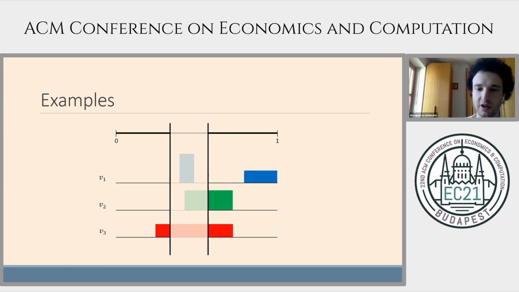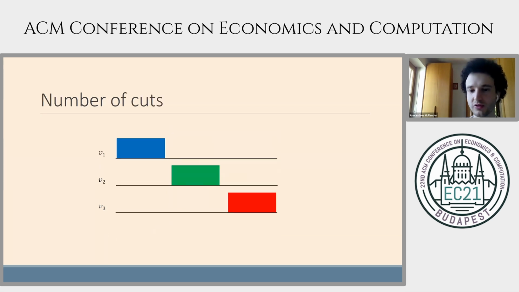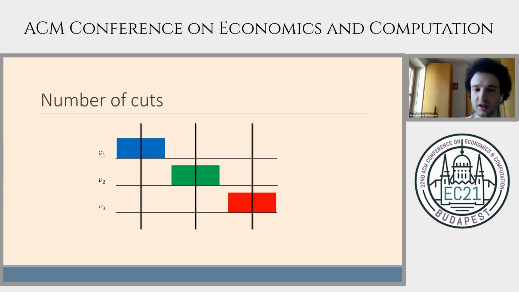Is it possible that we might have to use more cuts than this? And the next example shows that yes. So if you take the three valuation functions to essentially be non-overlapping like in this example, then it's easy to see that actually you have to cut every block once, which means that you have to have at least as many cuts as there are agents.